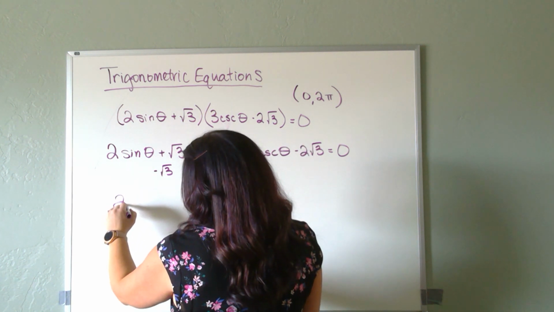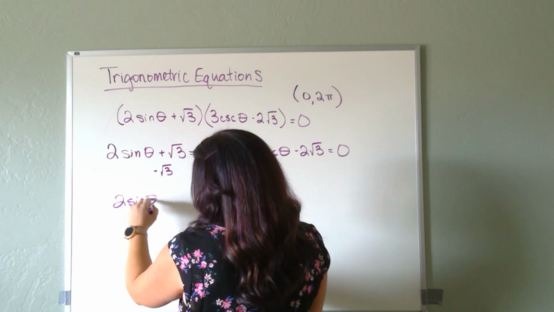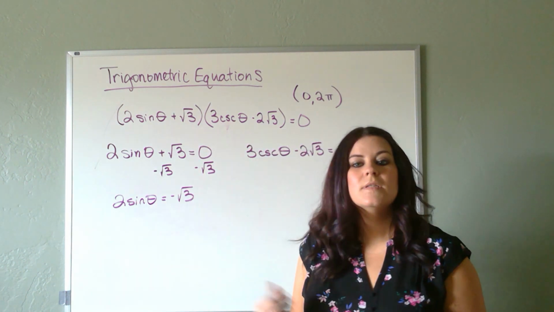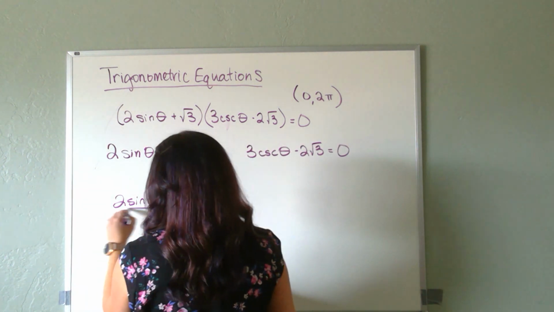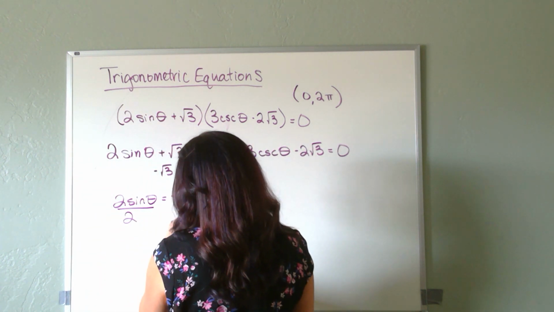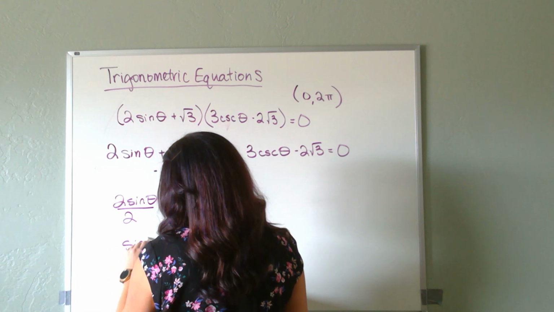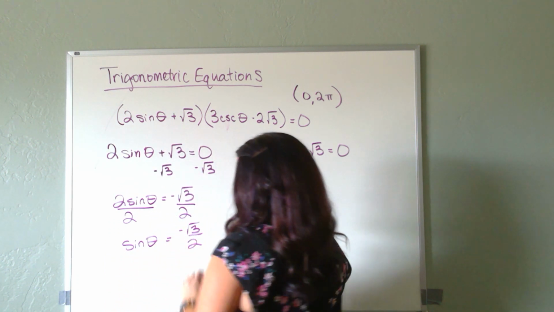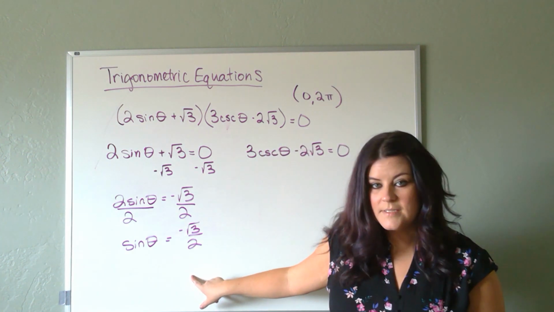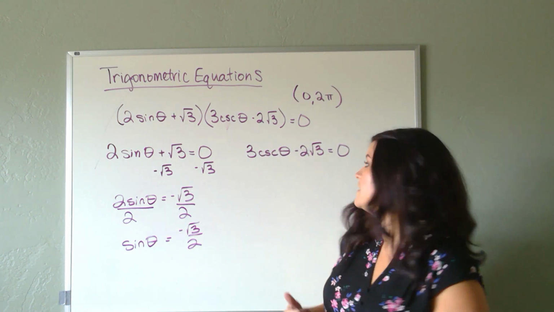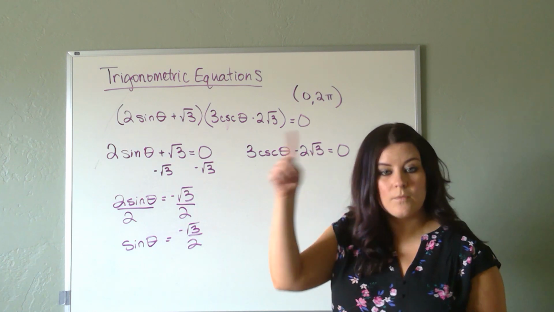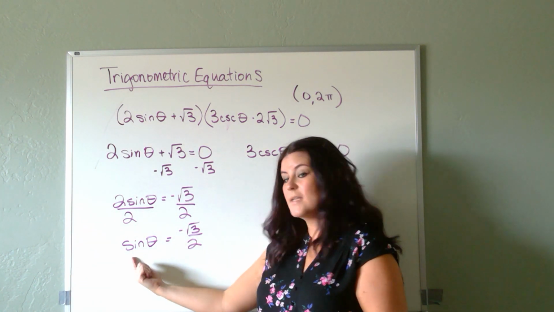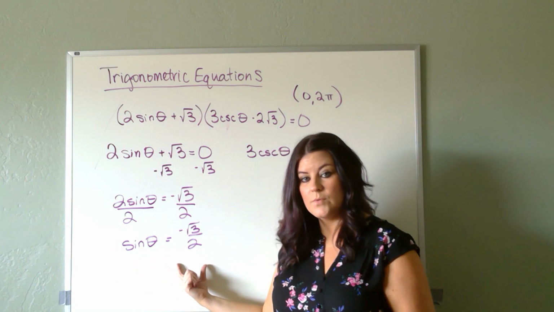and I will get 2 sine theta equals negative square root of 3. Divide both sides by 2. And I get sine theta equals negative root 3 over 2. I can solve this. Like I said, this is just like the first one I did. So I think about my range. I'm going 1 full rotation, finding all the angles where the sine is negative root 3 over 2.